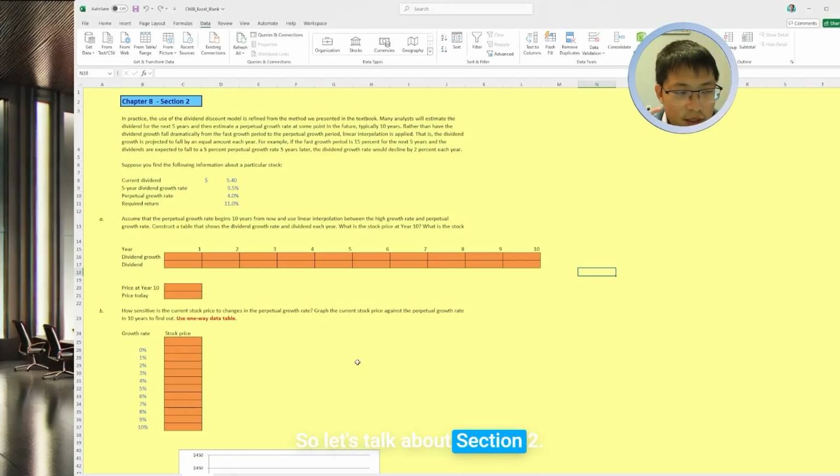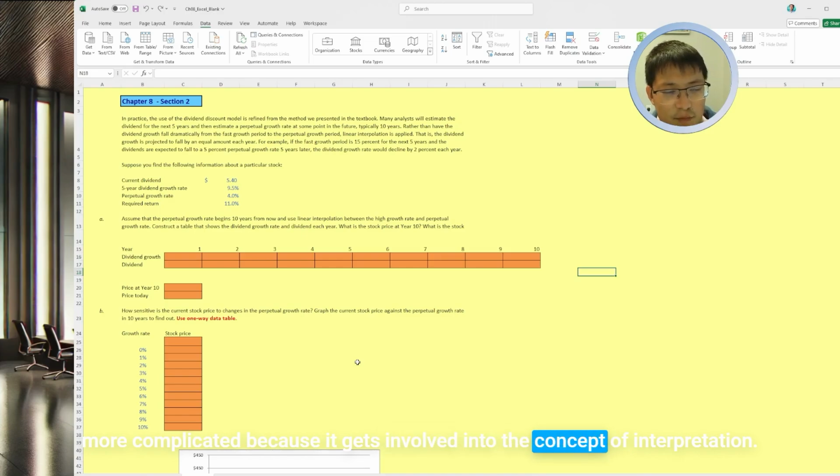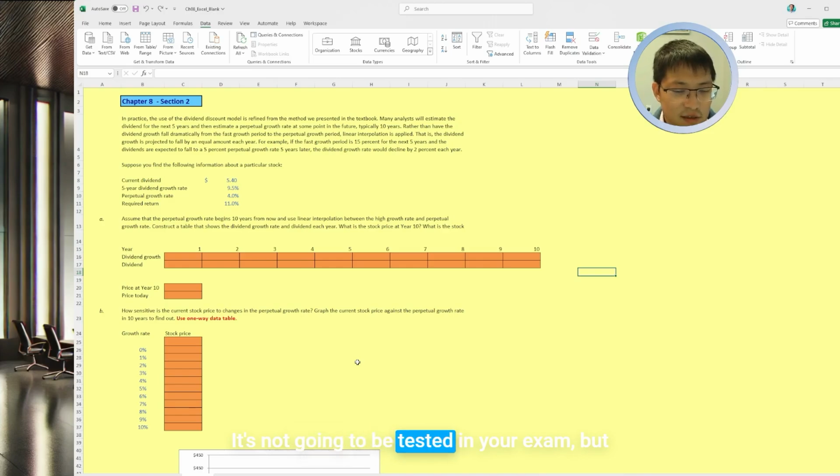So let's talk about section 2. Section 2 is a little bit easier than section 1, although the first question is relatively more complicated because it gets involved into the concept of interpolation. It's not going to be tested in your exam, but it's always a good idea to know how to.